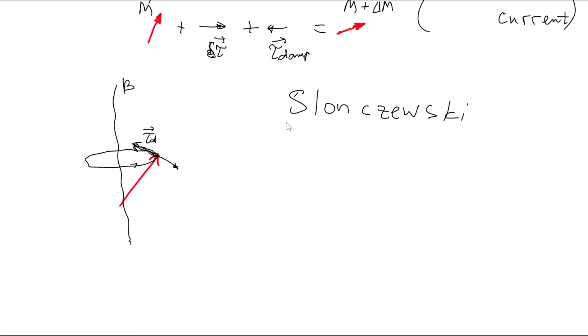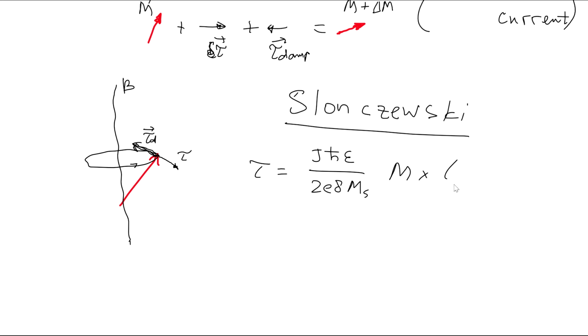A typical Polish name, so I would say Slonczewski, but following the English rating, Slonczewski. So the torque here, imposed by electrons, can be written with certain constants, to E delta ms, an important part, m cross mf.